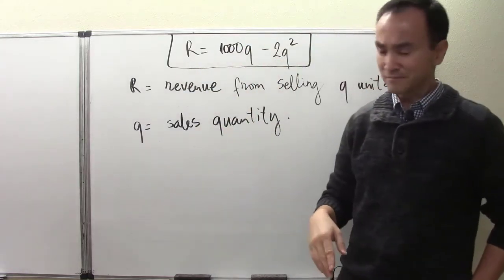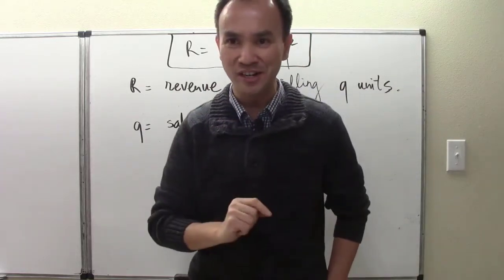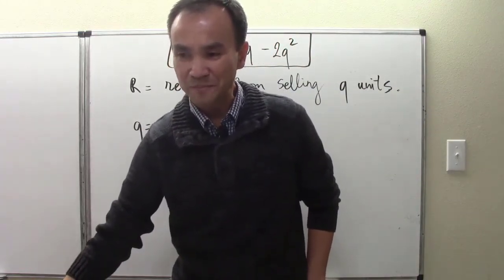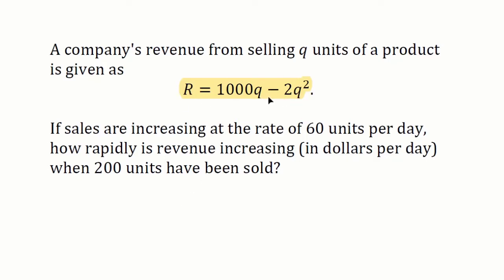So now let's get back to the worded description of the problem. After knowing that we have an equation relating the revenue R with the quantity Q, let's continue reading. If sales are increasing at a rate of 60 units per day, immediately that phrase per day caught my attention. So allow me to undo the highlights and just focus right on that term, per day.